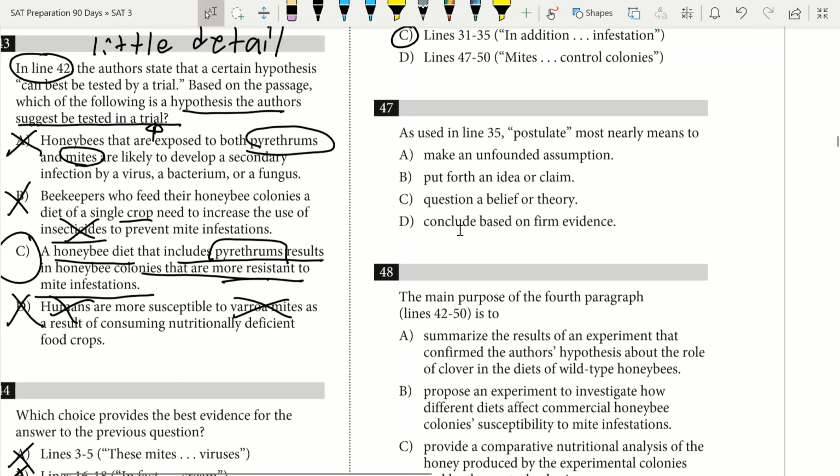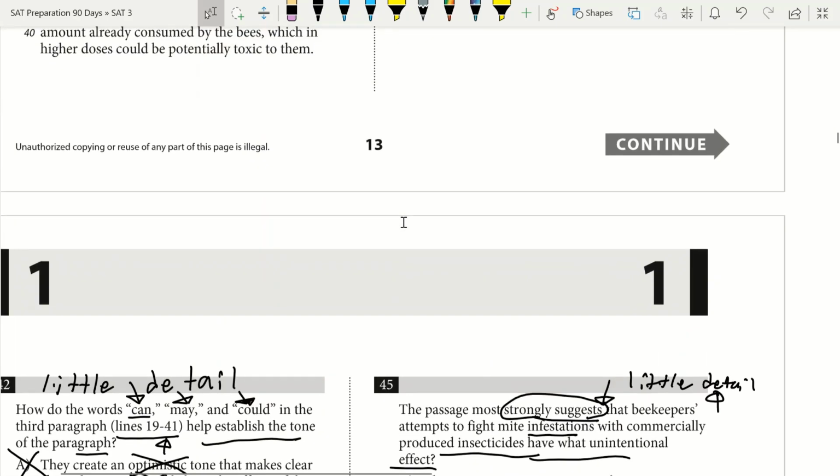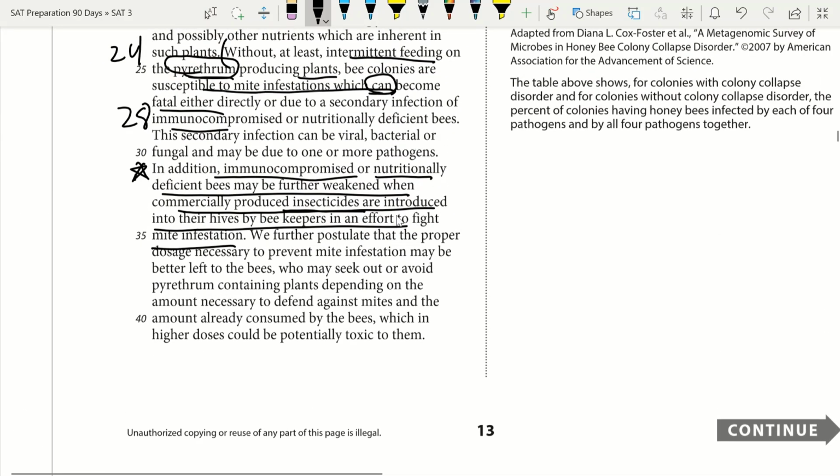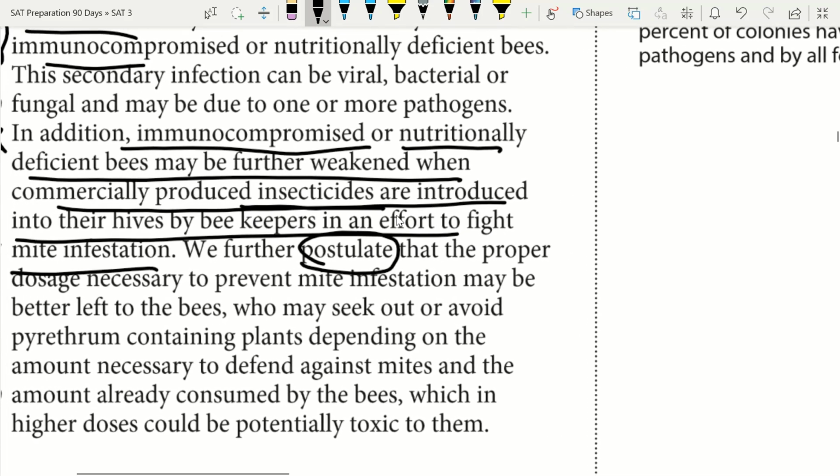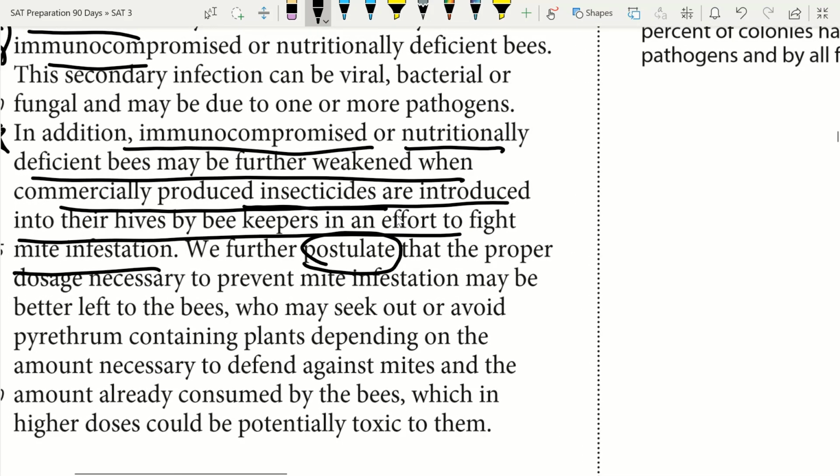All right, 47, using line 35, postulate most nearly means. Okay, this is a most nearly means question, which means we're talking about words in context. So postulate, that's in line 35. Let's go ahead and go there, and let's come up with our own answer choice first. All right, so we further postulate, we see that's right here, we further postulate that the proper dosage necessary to prevent mite infestation may be better left to the bees who may seek out or avoid pyrethrum-containing plants. All right, so in this case, they're really postulating or hypothesizing, okay?